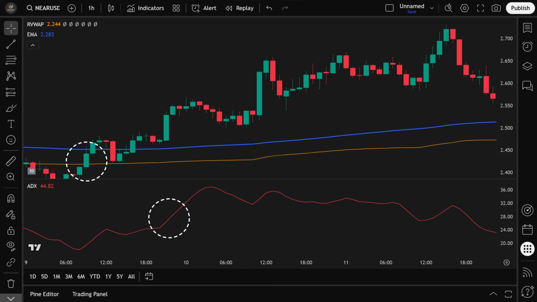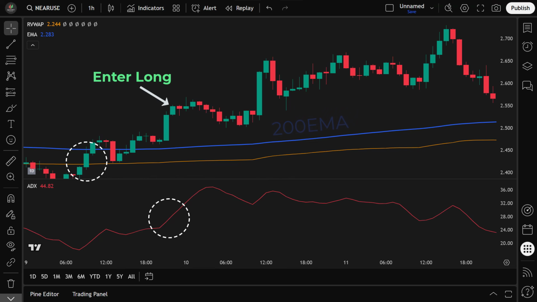3. The price is above the 200 EMA. This confirms that the overall market trend is bullish, and we're trading in the direction of that trend. Once all of these conditions are satisfied, we enter the long trade on the next candle.